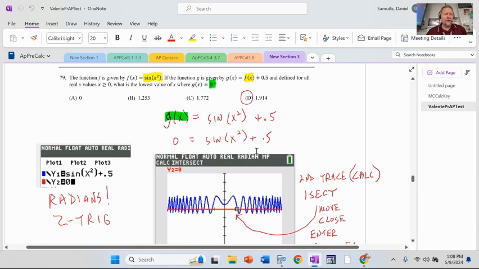All right, this one you have to do on a graphing calculator, wild. So f of x equals sine squared x squared, weird. And then g of x is that function plus 0.5.